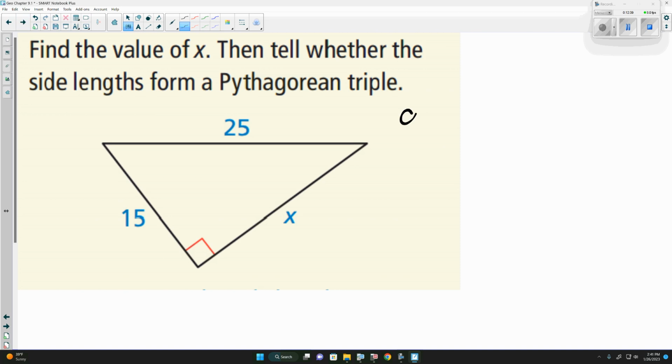So, a squared plus b squared is equal to c squared. Anybody have a guess at what x is going to be? Well, we can go on and plug this in. C is going to be 25. Hypotenuse is always the biggest side length, which means A is going to be 15 and B is X, or vice versa.